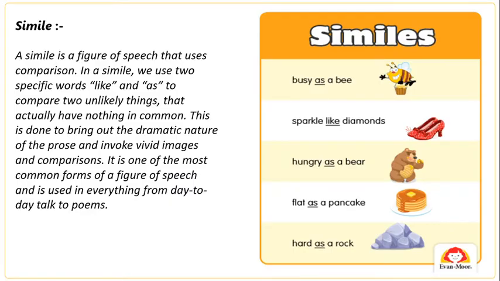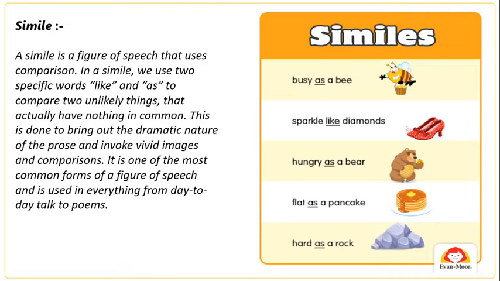First, we'll discuss simile. A simile is a figure of speech that uses comparison. In a simile, we use two specific words, like and as, to compare two unlikely things that actually have nothing in common. This is done to bring out the dramatic nature of the prose and evoke vivid images and comparisons. It is one of the most common figures of speech and is used in everything from day to day talk to poems.